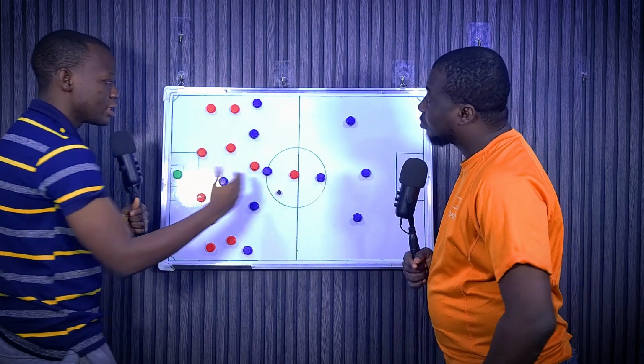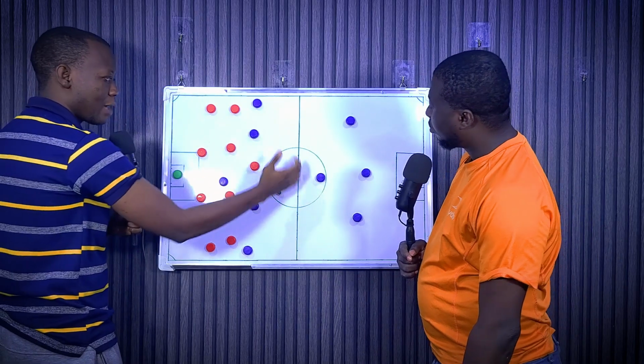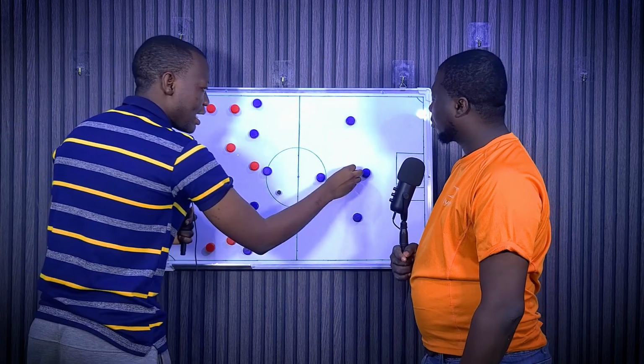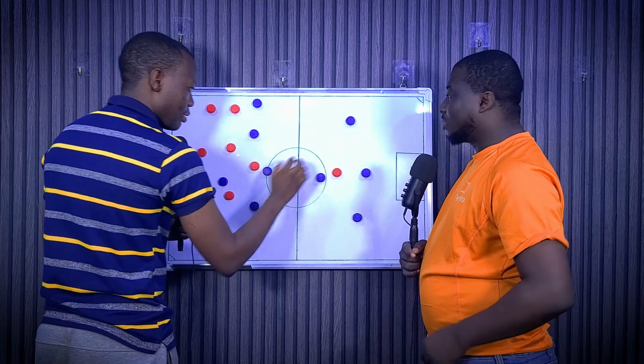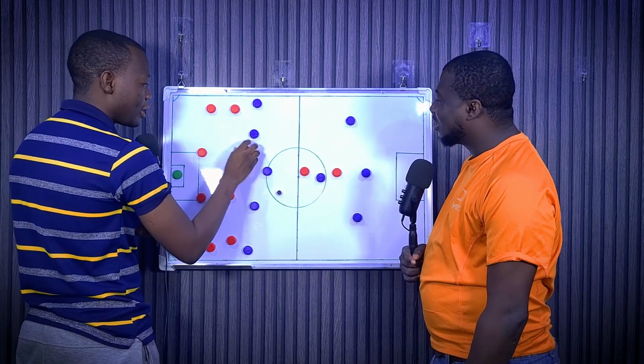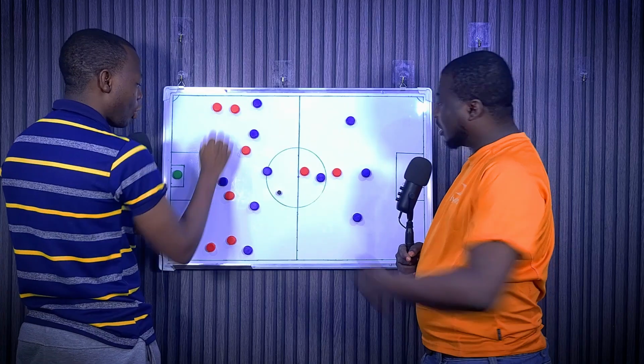And what low block means is this: the moment your attacker is behind the line, it's a low block. But when your attacker is here like this, it's not a low block anymore. Your people are here and you're defending like this, and everybody pushes up. That's a mid block.